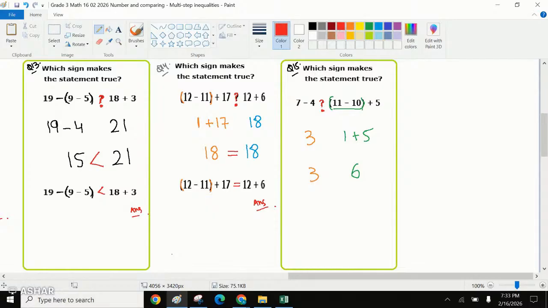So which value was greater? Is 3 greater or 6? Perfect. Thank you, Ethan. We can say 6 is greater than 3 or 3 is less than 6. When we replace the missing sign, we can say the left hand side of the equation is less than the right hand side of the equation.